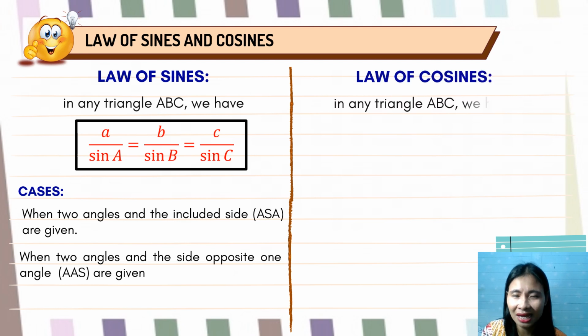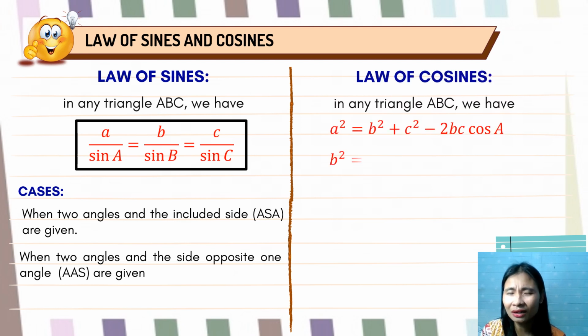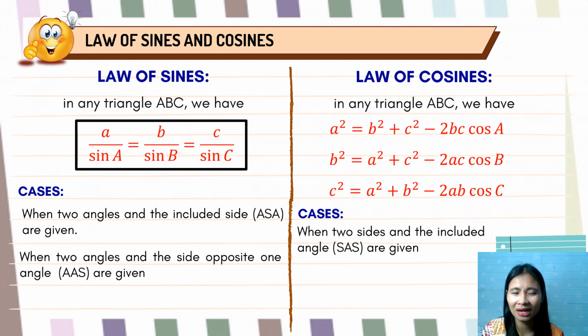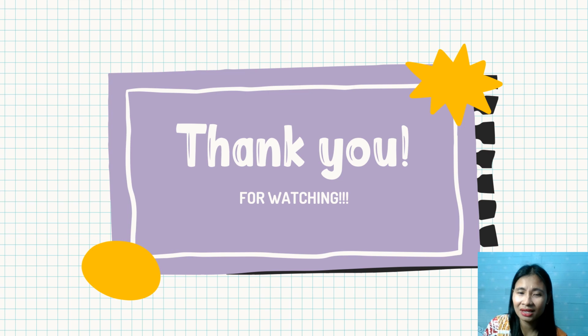Now, when are we going to make use of the law of cosine? Here is the case. When two sides and the included angle are given, so SAS, two sides and the included angle, then use law of cosine. And when three sides are given, or SSS. Okay? So, that's it.